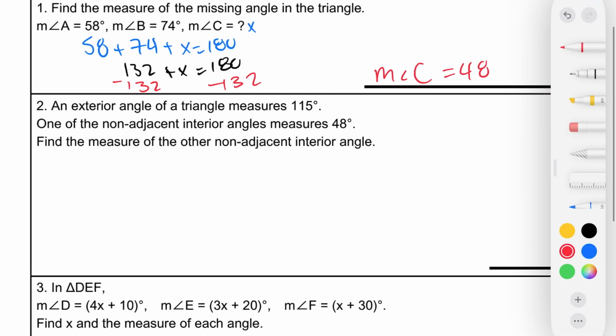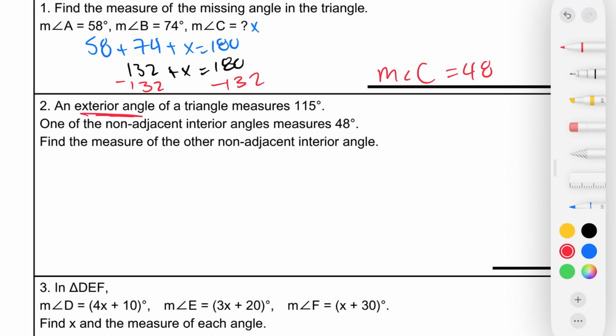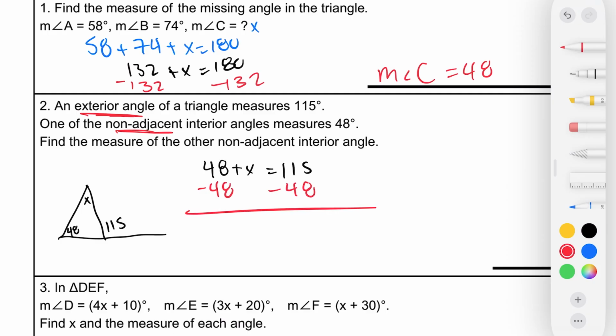Okay. An exterior angle of a triangle measures 115, and one of the non-adjacent interior angles measures 48. So what I've seen some kids do is they draw the triangle and the exterior angle. So this is 115. One of the non-adjacent is 48. This one's x. So remember that the two non-adjacent angles add to equal the exterior. So what you end up doing is just subtracting 48 from 115, to get that x, or that other angle, is 67.